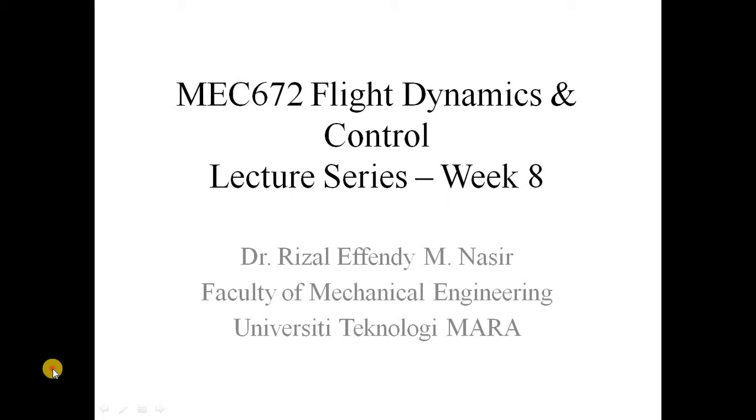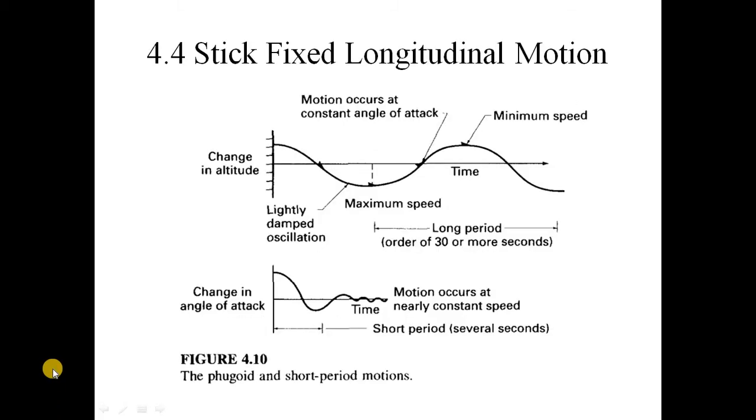Now, let's proceed. Okay, so kita proceed dengan stick fixed longitudinal motion. Basically, there are two types. The first one is called the long period or phugoid, and the second one is the short period oscillation, or short period lah.